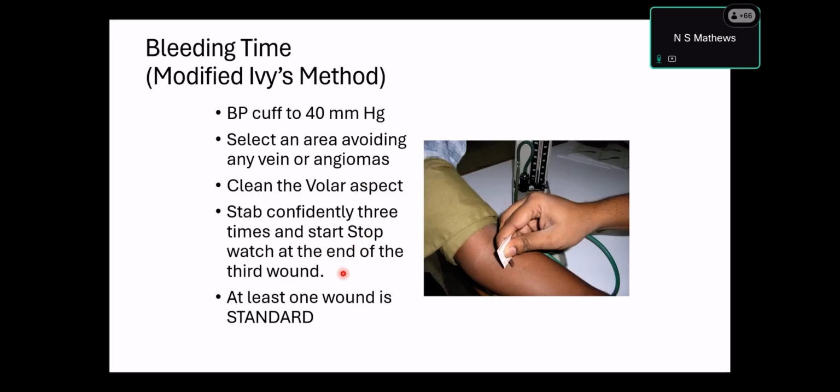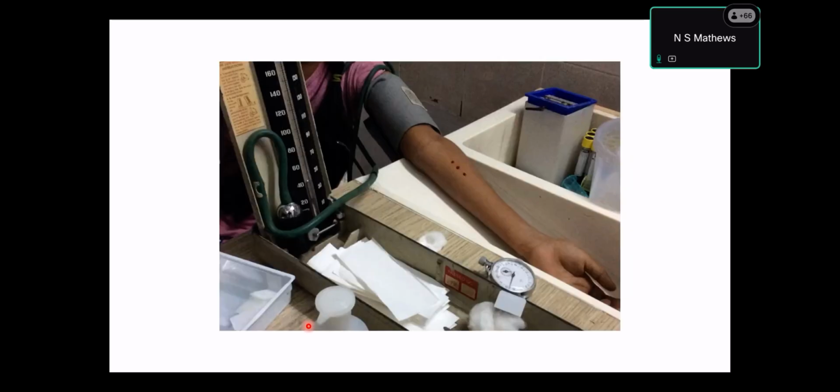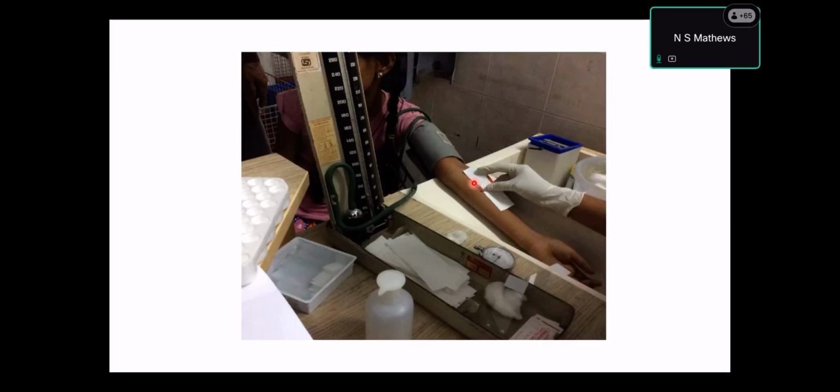Why do you need 3 wounds? With the assumption that at least one of these wounds is a standardized skin wound. Remember, the bleeding time is a stab wound. So you know your technique is good when you can see blood welling up like this. You can see blood welling up from the wound, and then every 30 seconds you blot it. The stopwatch is running, and every 30 seconds you blot it with the blotting paper.